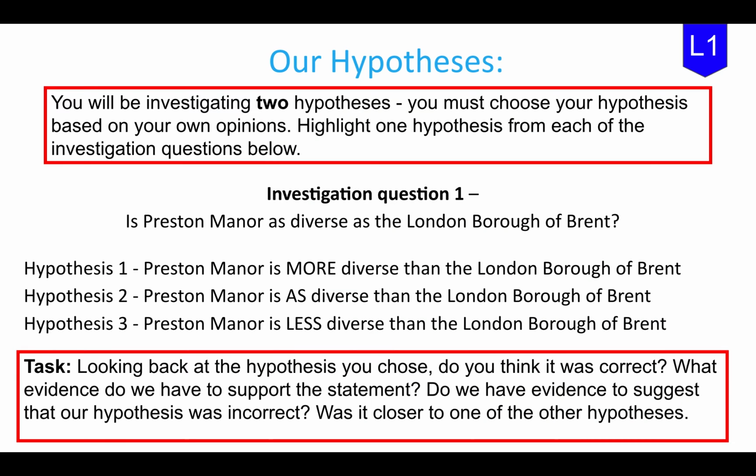Okay. So back to our hypothesis. We started our investigations with this. We're going to end our investigations with this. Investigation question 1 was, is Preston Manor as diverse as the London Borough of Brent? And you would have chosen one of these 3 hypotheses and highlighted it. Okay, you would have also told me at the time why you chose that hypothesis. You either thought we were going to be more diverse than Brent or less diverse than Brent. And we had those articles, didn't we, at the very beginning that told us a little bit about Brent's background as a diverse place, amongst one of the most diverse places in the UK.